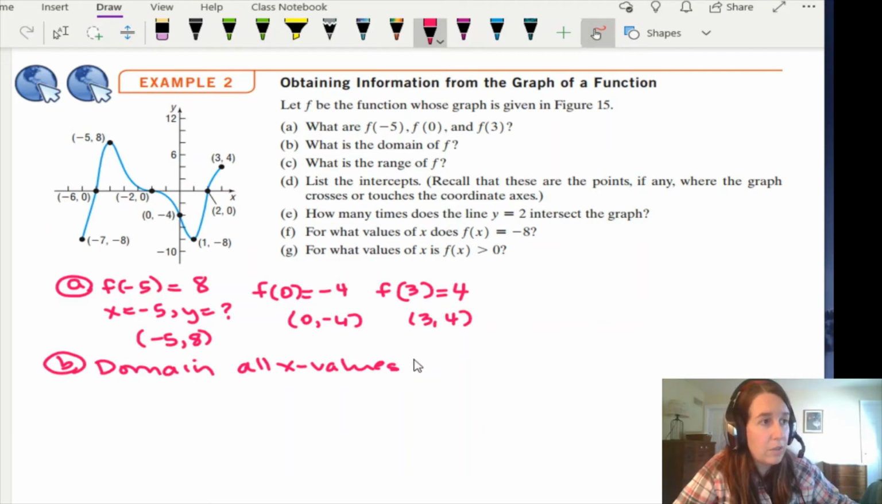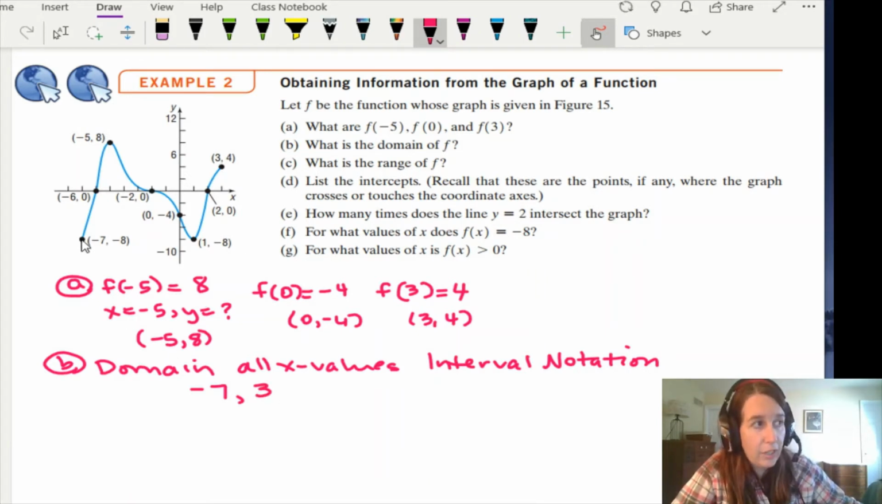So you need to use interval notation, which means you're going to start at this first x value over on the left. That's -7. And then you're going to end at the last x value, which is 3. Since this point is included, there's a solid dot there, you're going to use a bracket. And this point is also included, so you're going to use a bracket there. If the points were just open circles, that's when you use a parenthesis instead of a bracket.